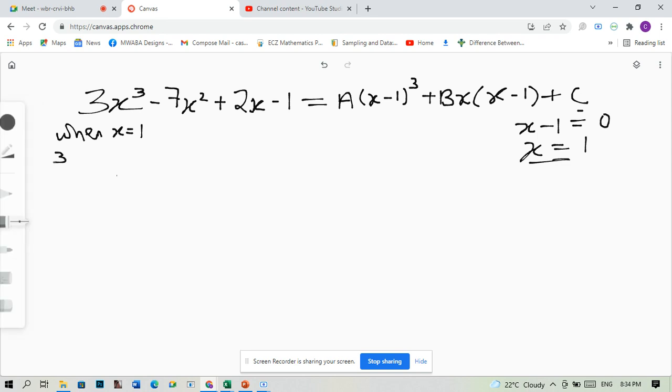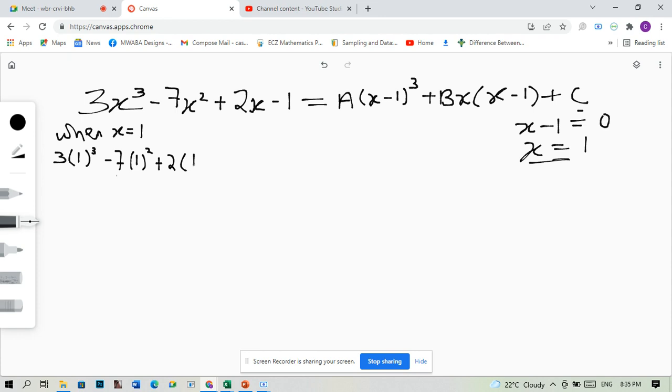So we have 3 times 1 cubed, minus 7 times 1 squared, plus 2 times 1, minus 1, all right? And what we do on the left-hand side, we also do on the right-hand side.